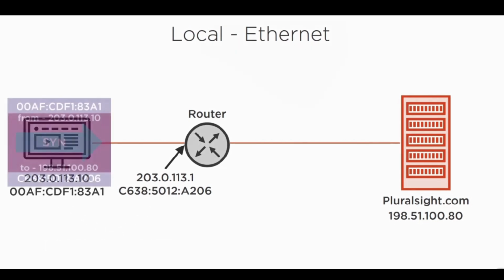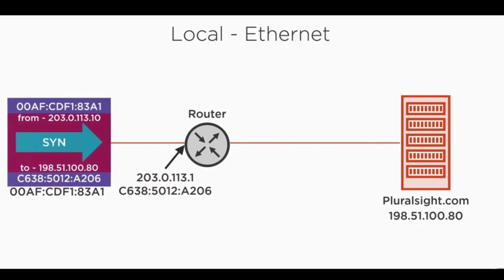So what I do here is I'm going to take my source and destination addresses, my to and from IP addresses, the global address, and I'm going to readdress that at the local layer so that my workstation can actually send the message to the device that's responsible for getting it out to the internet and eventually to pluralsight.com. And that is my router.